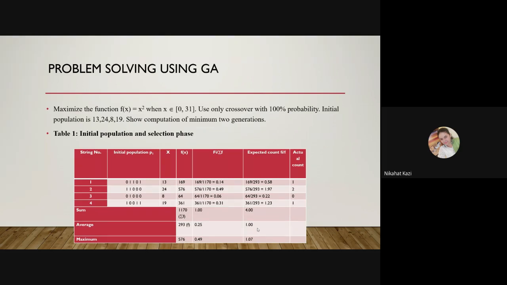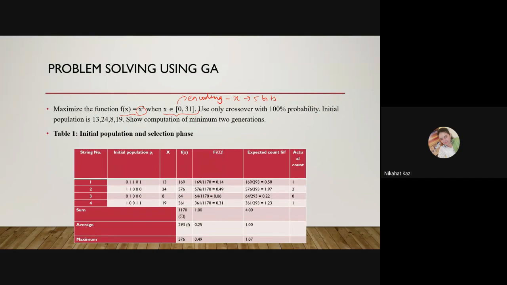First of all, we'll take up this question, that is maximizing f of x equal to x square. The range for x is given, and accordingly you have to encode x. The encoding will be based on the range. Here it is given 0 to 31, so we are assuming that x is encoded using 5 bits.